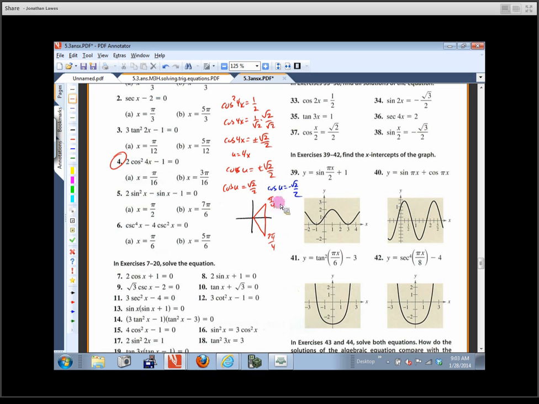Okay, I could then write the answer sets for each one of these, because this would repeat every 2 pi, right? So plus 2k pi. Everybody okay with that? Okay.